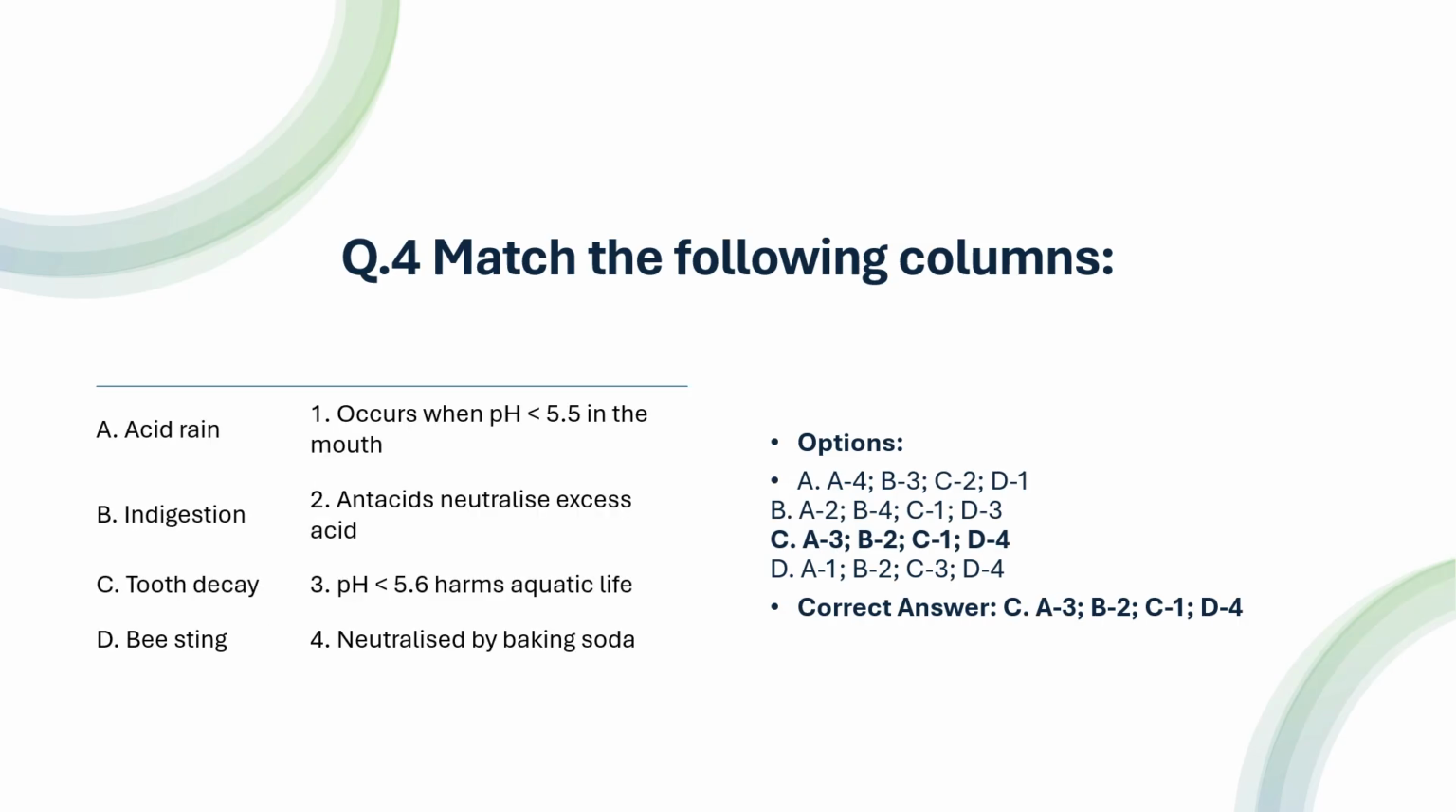Match the following. The correct answer is option C. A, acid rain, option 3, pH less than 5.6 harms aquatic life. B, indigestion, option 2, antacid neutralizes excess acid. C, tooth decay occurs when pH is less than 5.5 in the mouth. And D, sting, option 4, neutralized by baking soda.